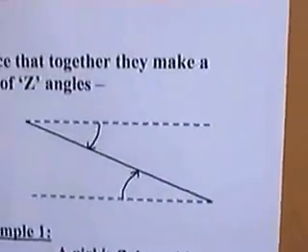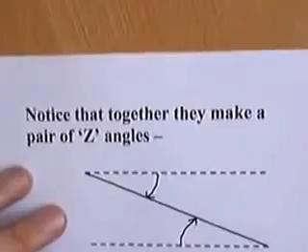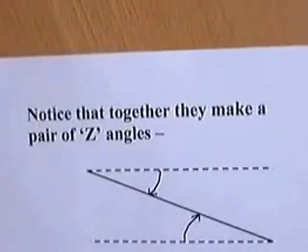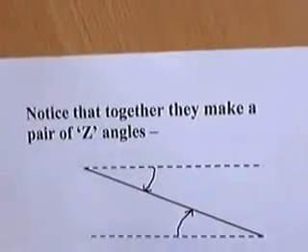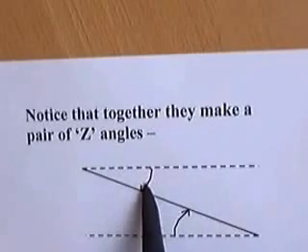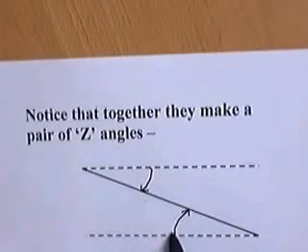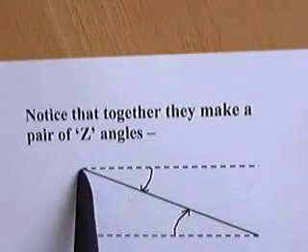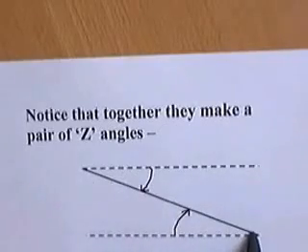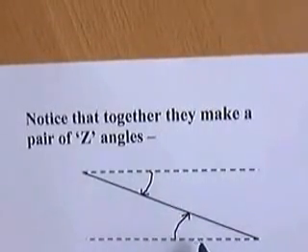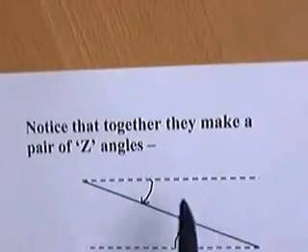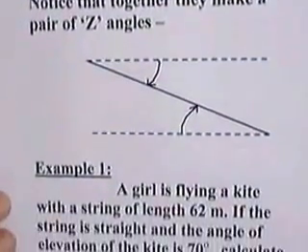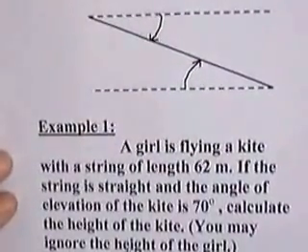Okay, one thing to notice about the angle of depression and angle of elevation is that together they form a pair of Z angles. This would be an angle of depression and this would be an angle of elevation, assuming that the person up here is looking down to the same point where this person is looking up to that person there. Okay? Now, let's do an example.